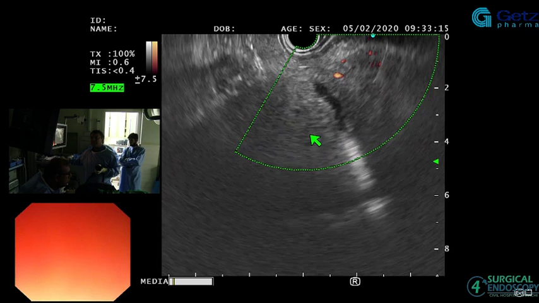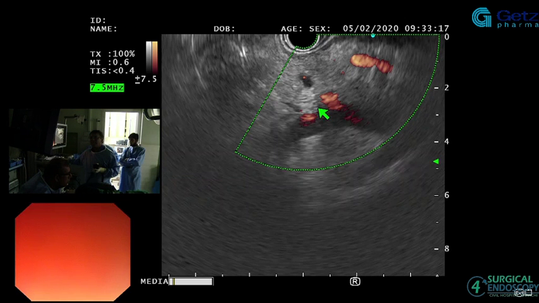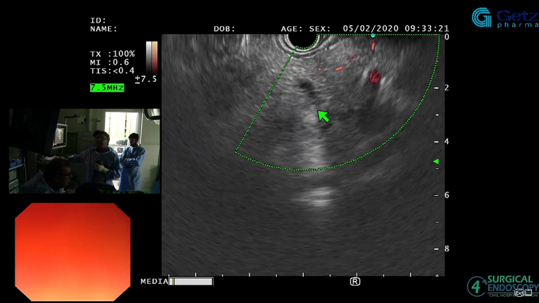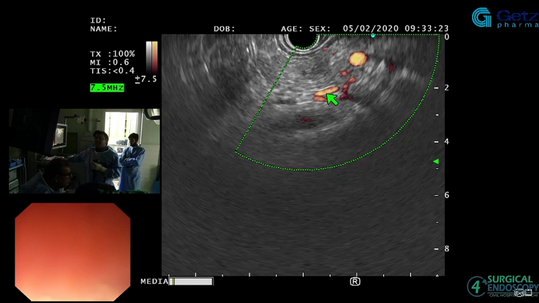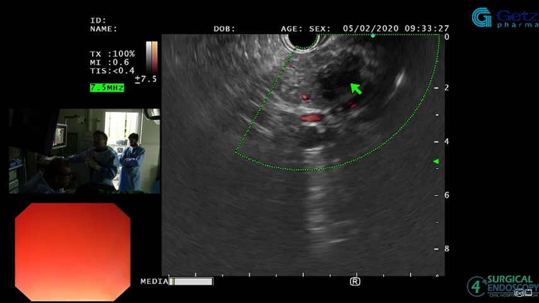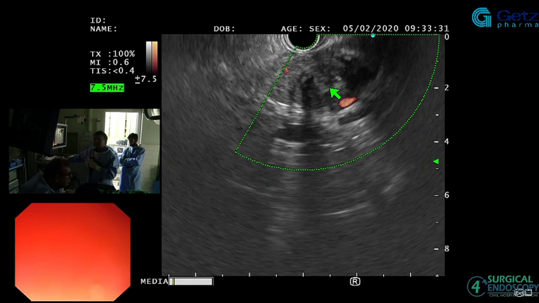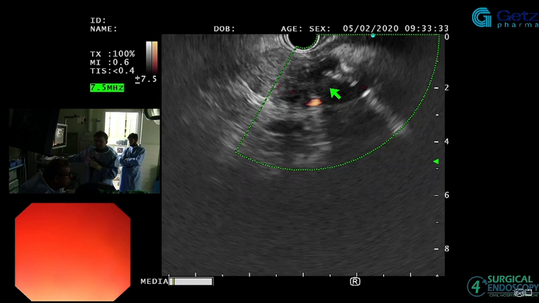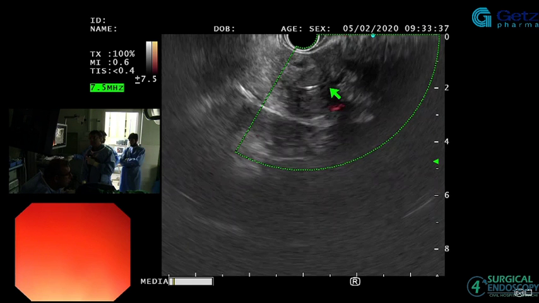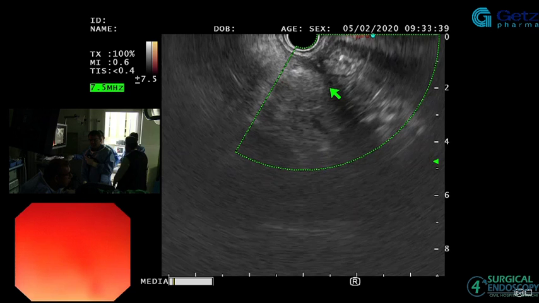No, that's not the question. The question is, should we take the stents out or should we leave? Your pseudocyst stents, cyst gastrostomy stents, should they be taken out or should they be left? You have to give a specific answer. This patient has already been told it's disconnected. So most people think we should not take the stent out.